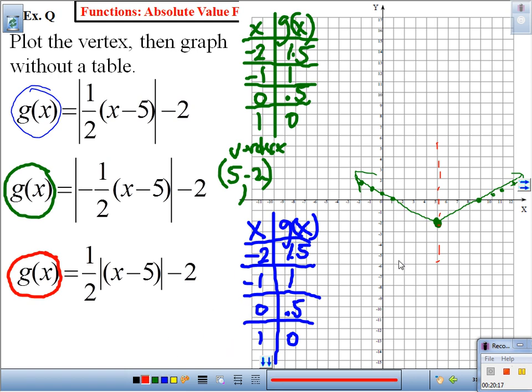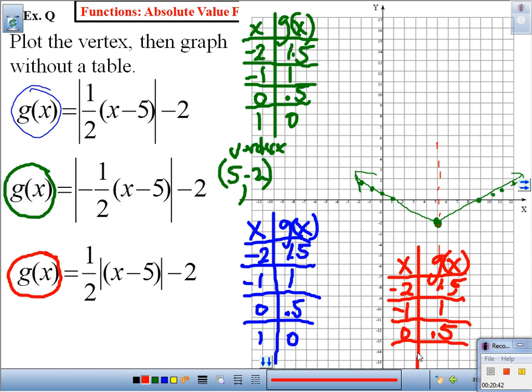Let me go with the red team. X, g of x. Alexa, negative 2 is what? 1.5. Damien, negative 1 is 1. 0. Jacob. Okay, 0.5. The other Jacob, 1 is 0.